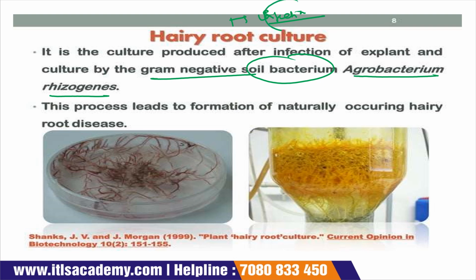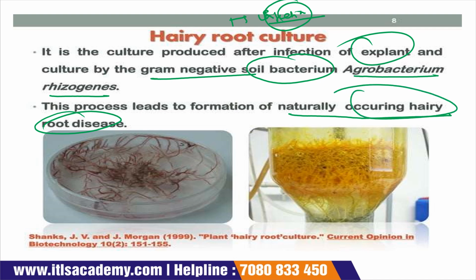Okay, this infection is caused by an explant, and the bacterium responsible for that infection is the soil bacterium Agrobacterium rhizogenes. This process leads to the formation of the naturally occurring hairy root disease. When an infection is caused, a disease occurs, that is the naturally occurring hairy root disease. In the diagram here you see a hair-like structure, hairy roots.